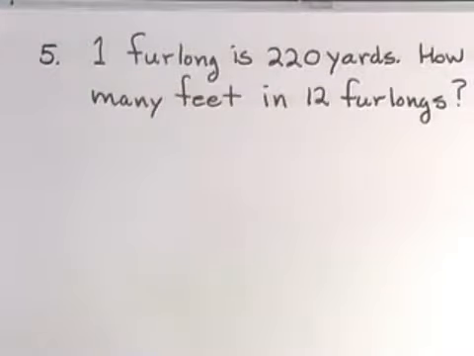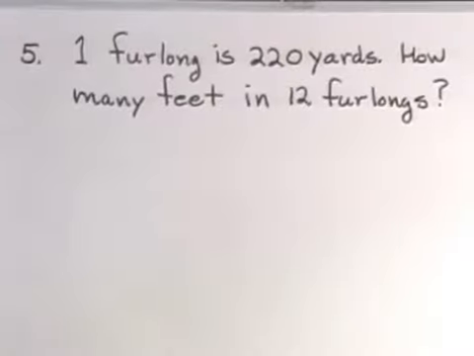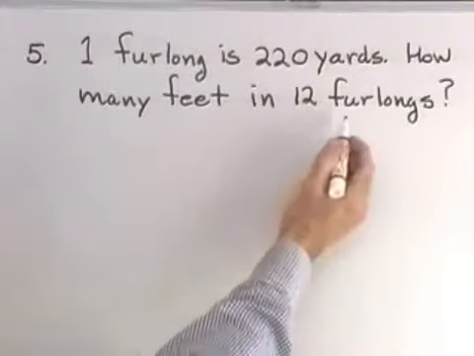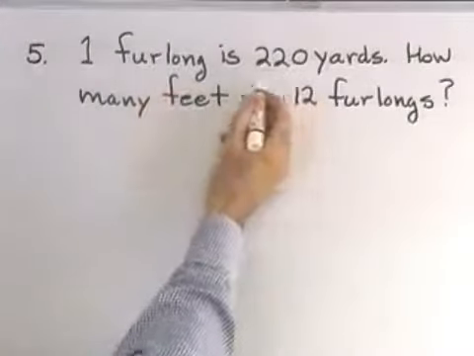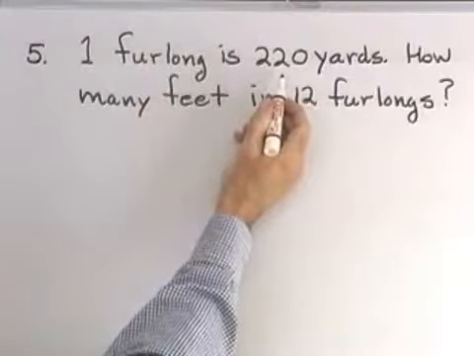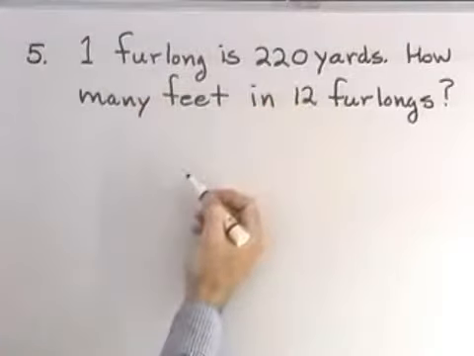Here's one that's not as familiar to us. A furlong, something used in horse racing, is 220 yards. How many feet are in 12 furlongs? So even if we have unfamiliar units like a furlong, if we have one kind of conversion right here, then we'll be able to convert from furlongs into anything that we want.